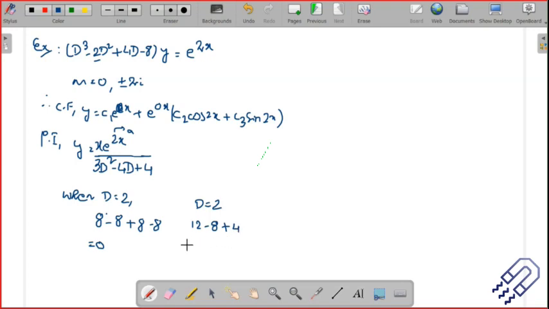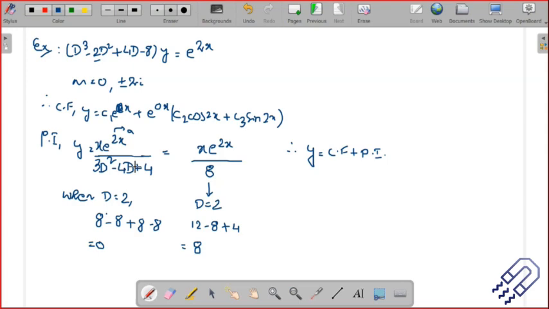So that means this is becoming 12 plus 4, 16, minus 8 is 8. So it is becoming 8. So that means this is valid, right? So that means what we can do is, this will be the particular integral. The particular integral would be x e to the power 2x divided by, well, let me write it down directly as 8. You know why it is 8, right? Because of this. So this is 8. So that means the value of y would be complementary function plus particular integral.